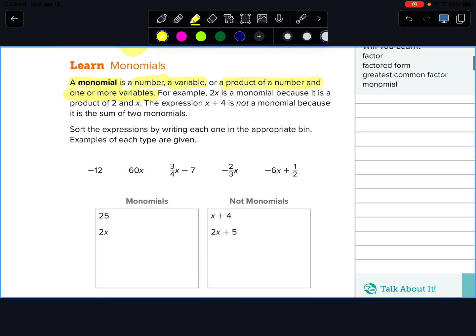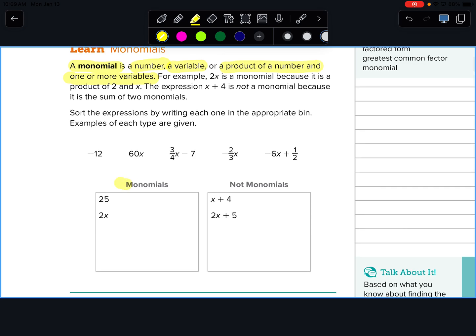So let's look in your book in the square that says monomials. What do they already have? They have a 25. That's just a number. They have 2x. That's a number times a variable. Look at your other options and try and decide which ones would be monomials. Take a moment to think about that right now.